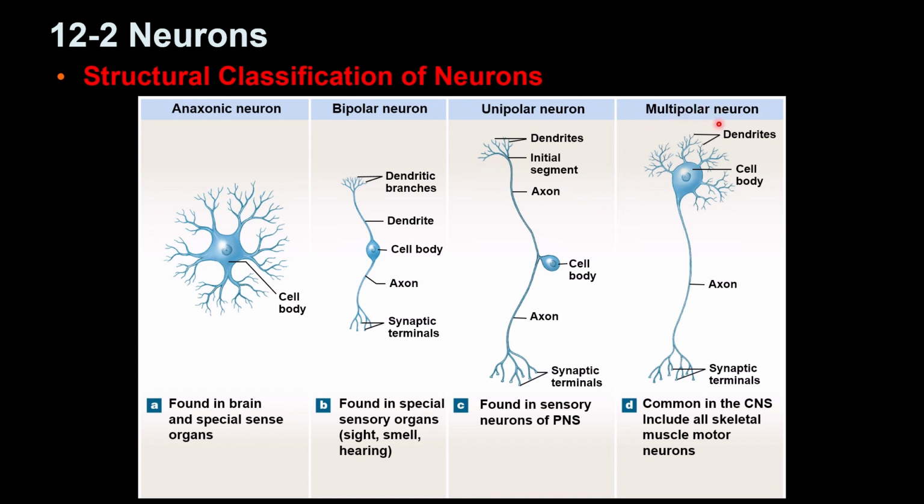And then there is the multipolar neuron that has many different dendrites. The cell body is processing it, and then it has one big axon that branches into smaller telodendria, and you can see that in the central nervous system, and also in the connection between a nerve and skeletal muscle.